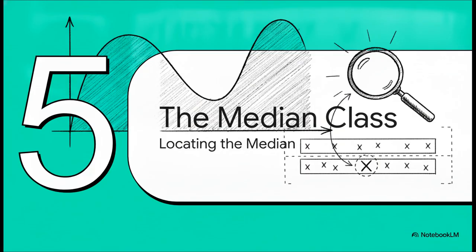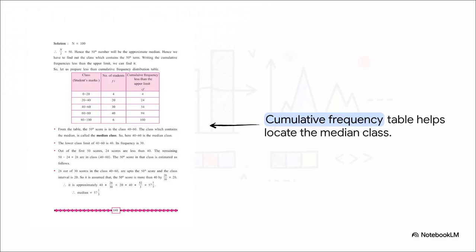Section 5. The median class. All right, with our continuous classes ready, we need to find exactly where our median is hiding inside the data. Take a look at this distribution of student marks. Obviously, we cannot write out 100 individual marks in ascending order. That would take forever. Instead, we calculate cumulative frequencies. We just add the frequencies up step by step to help us locate that middle position. The cumulative frequency tells us exactly how many total students scored less than the upper limit of that specific class.